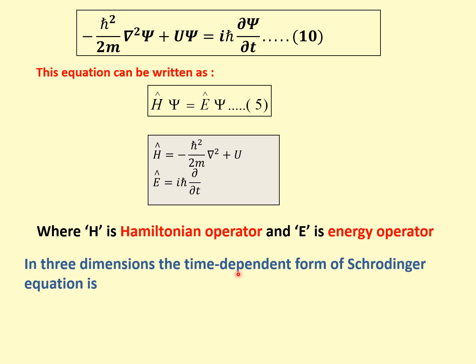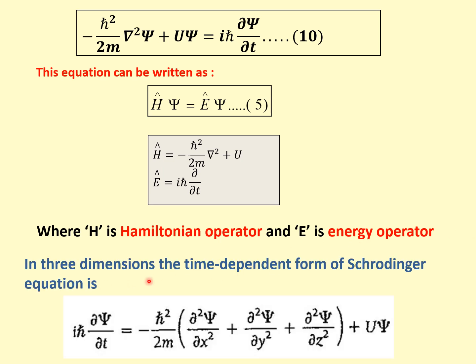And in three-dimension form, the time dependent equation will be iħ ∂ψ/∂t equals minus ħ² by 2m. Now we will also take the y and z terms, ∂²ψ/∂x² plus ∂²ψ/∂y² plus ∂²ψ/∂z², plus Uψ. So this term is known as del square or the Laplacian operator.